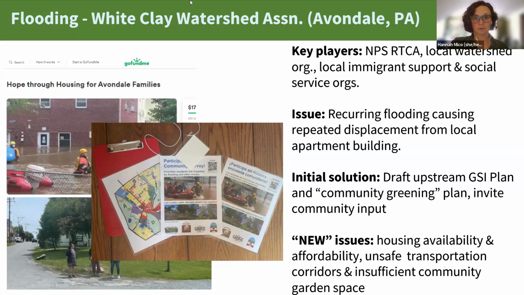So that's one example. They were not necessarily looking at siting. They knew that they had to site it upstream, but they really wanted to know from the community what other issues can we help tackle at the same time? And also what considerations do we need to make while we're siting this green stormwater infrastructure?